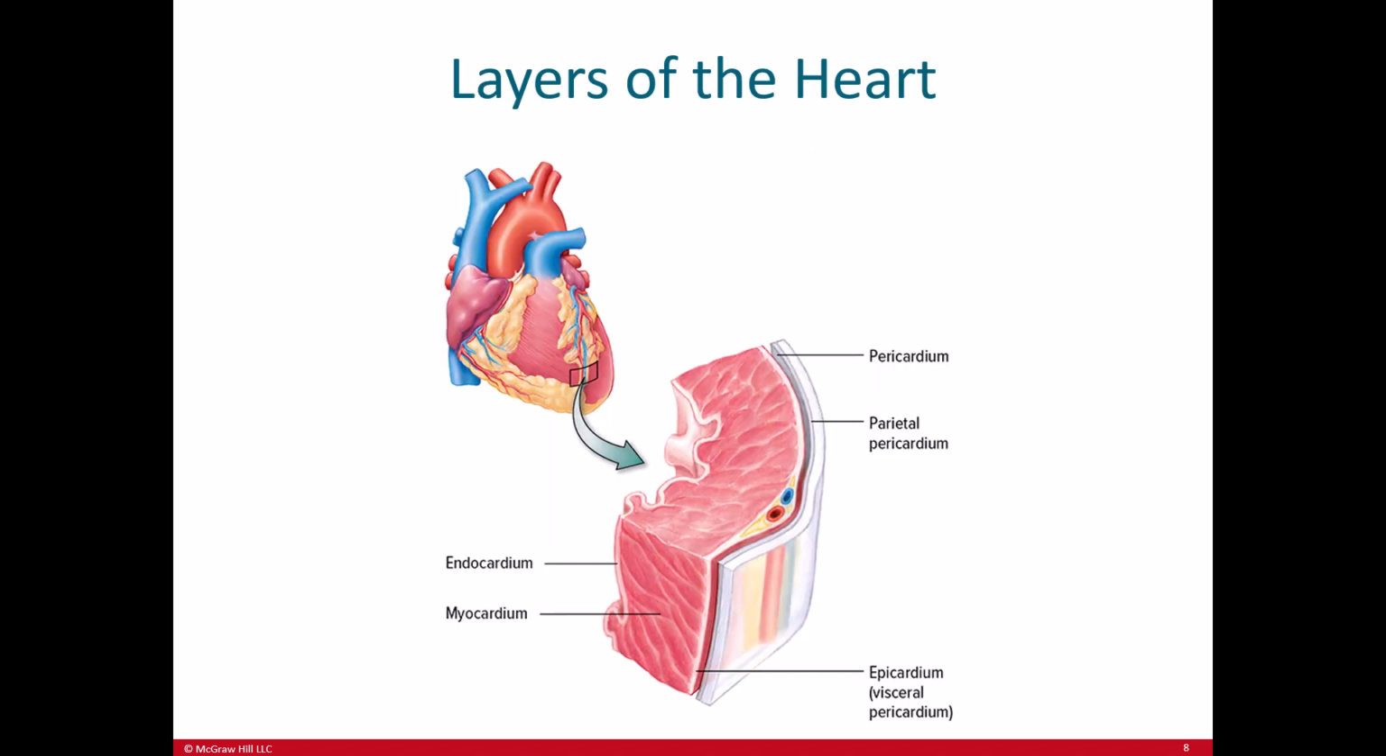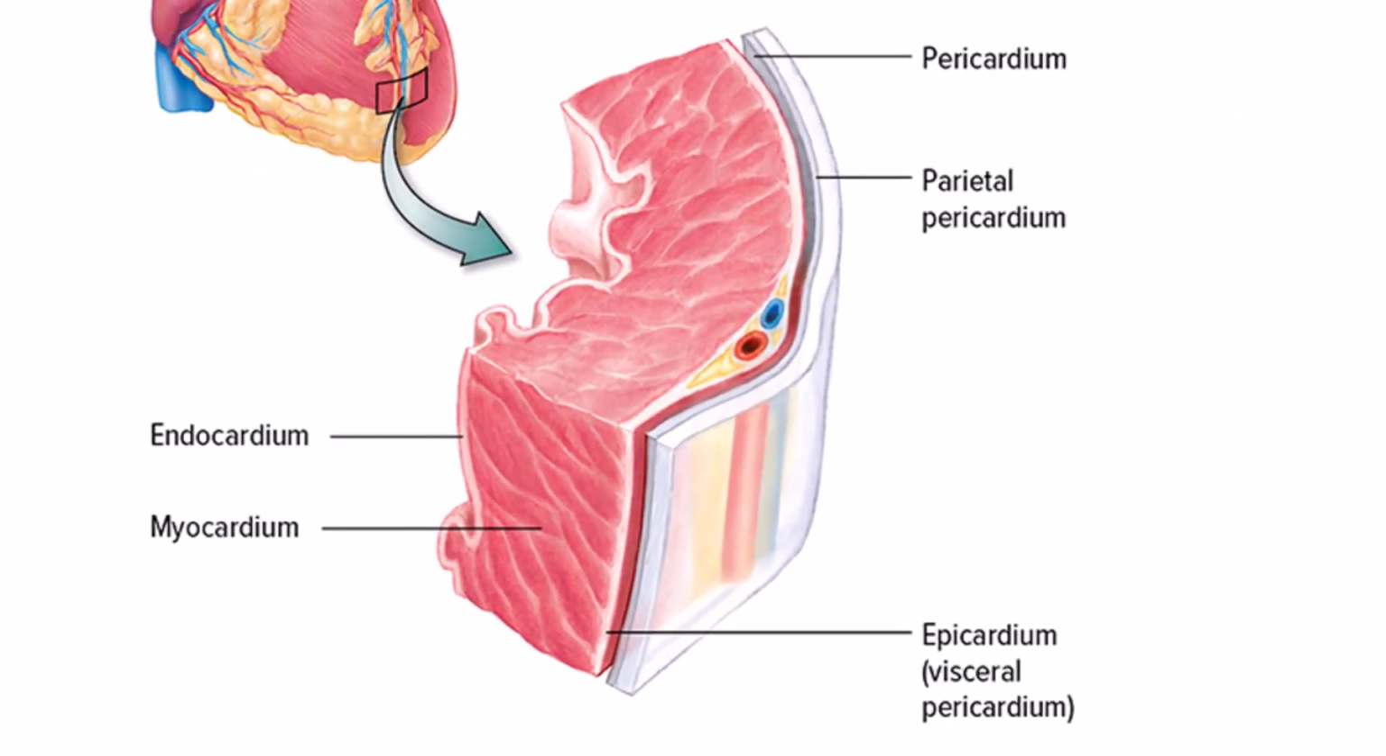Here we can look at the layers of the heart. Remember that peri means around, cardium, so it's referring to around the heart. So the pericardium is kind of like a sac around the heart. Then you can see within that is the parietal pericardium. It's a thinner layer. And then you can see endocardium. Remember, endo means within, so this is the inner layer of the heart.